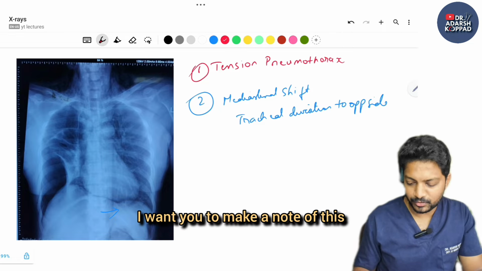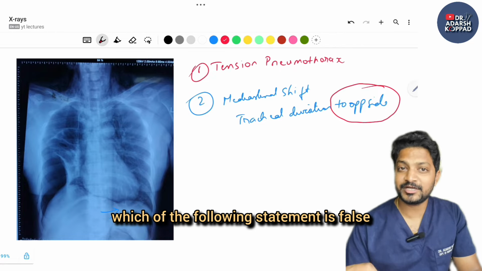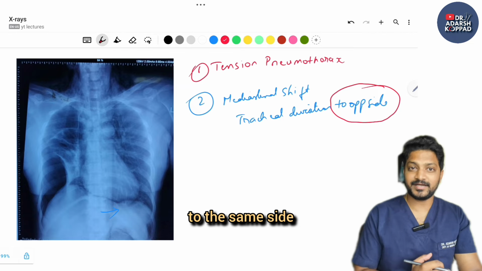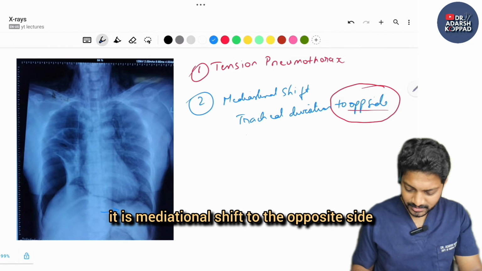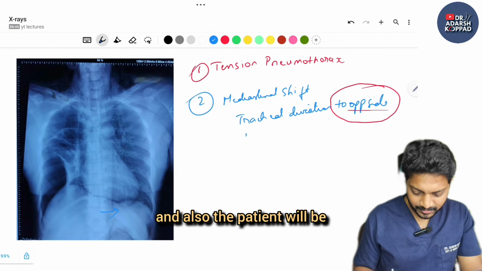I want you to make a note of this. Now, he can also ask you a question, which of the following statements is false? And in that, he can mention mediastinal shift to the same side. Be very careful. It's mediastinal shift to the opposite side and not the same side. And also the patient will be unstable.